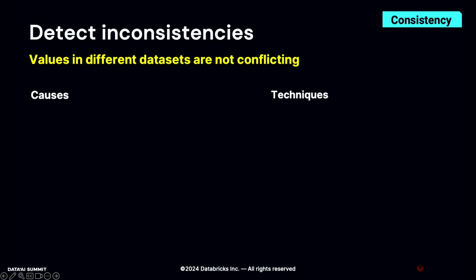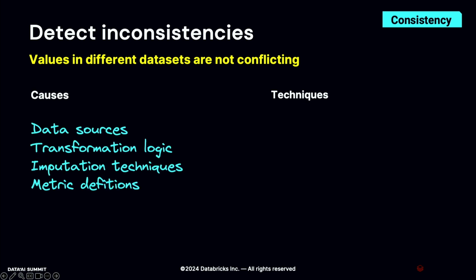Now, let's get started with inconsistency. Different things can cause inconsistency to happen in your data set. You could have the same data points vary in different sources. You can have an inconsistent transformation logic or imputation technique that results in inconsistency in the gold layer. Or you can have a varying definition of a business metric. For instance, if different teams define profits in different ways, you might have inconsistencies in gold layer.